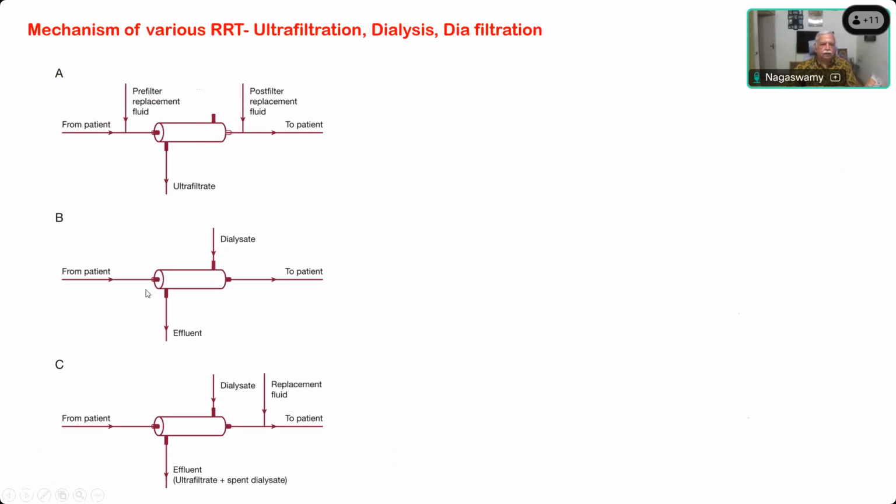The second picture, this is much easier for you to draw in the exam. So again, blood comes from the patient into the filter, and there is a dialysate fluid which is coming in, which is running in the opposite direction. And once all the exchange has taken place by concentration gradient, the filtrate fluid or the used up dialysate fluid is removed here, which is called the effluent. And the rest of the blood is pumped back to the patient.